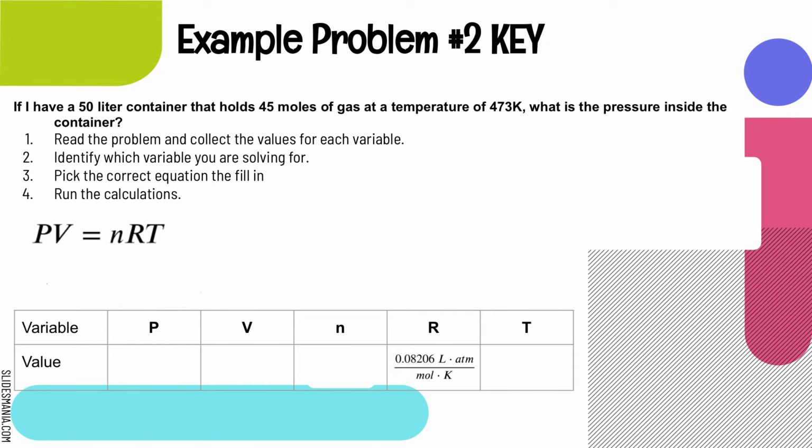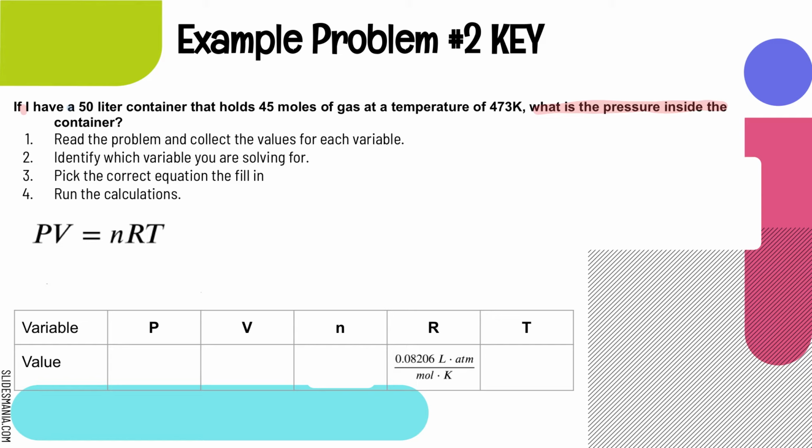Okay, going to solve this problem, it says I have a 50-liter container that holds 45 moles of gas at a temperature of 473 K. What is the pressure inside the container? So, P, we would just write P because we're trying to find the pressure. It says, what is the pressure? That's the question we're trying to find.